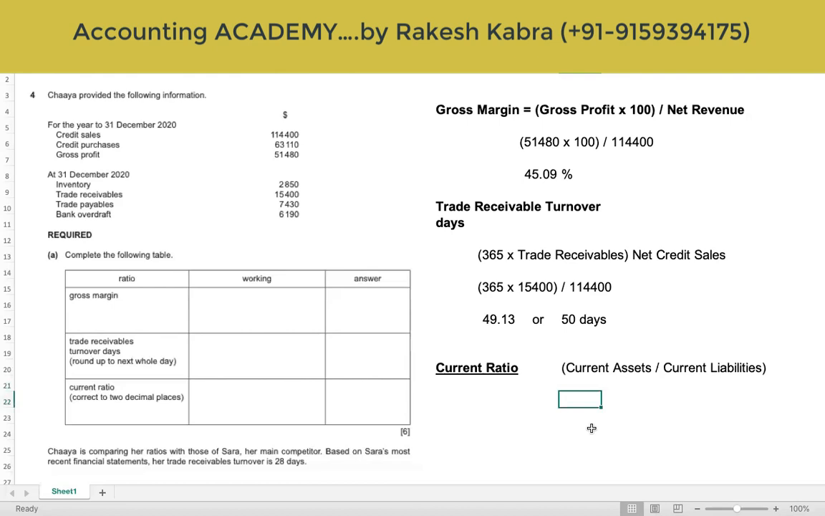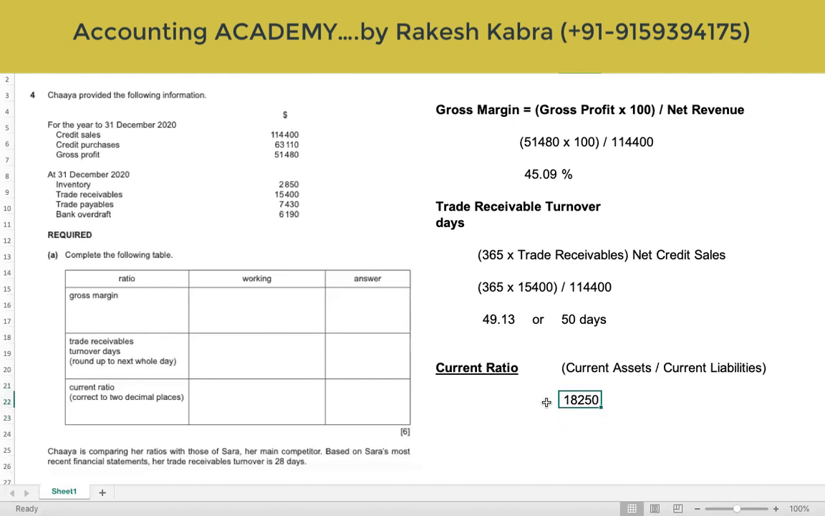Now here we have current assets. Inventory is a current asset, trade receivable is a current asset, right? Inventory is 2,850 plus trade receivable 15,400. So both I will take. So my current asset is this much.